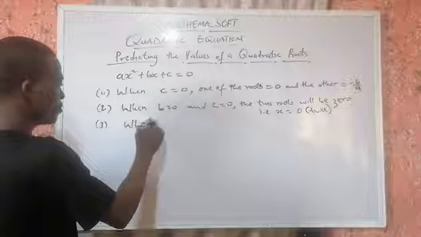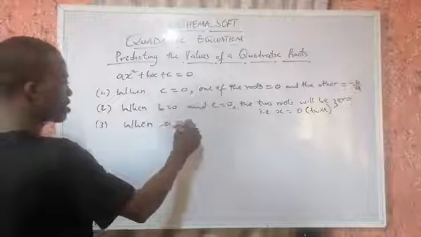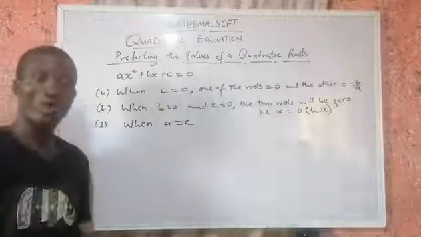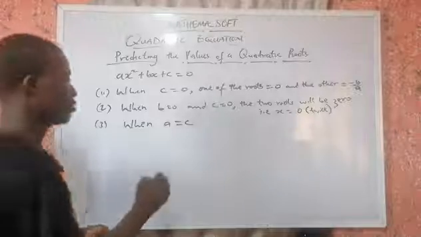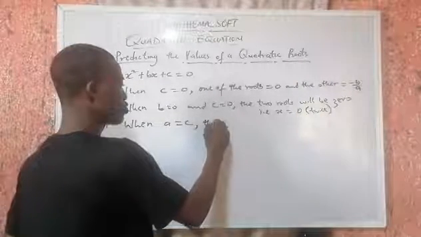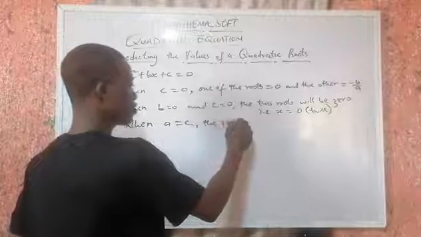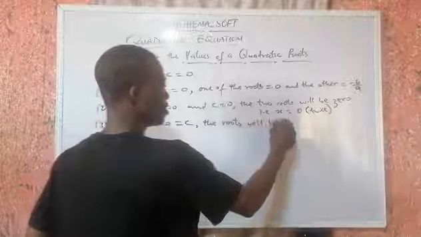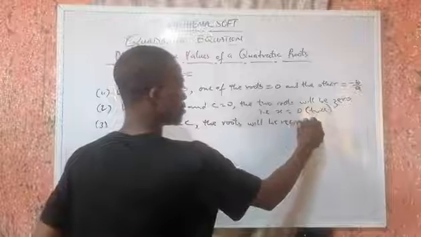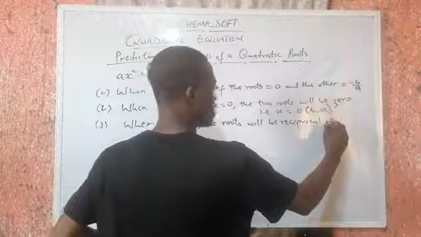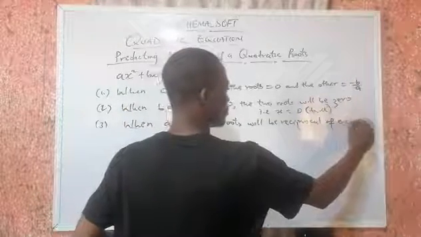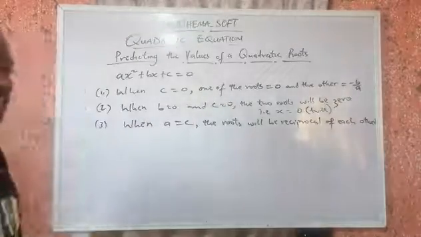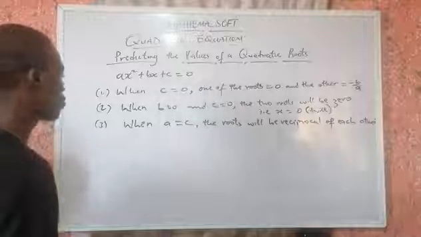When a equals c, okay? This is another condition. When your a is equal to c, we say the roots will be reciprocal of each other. The roots will be reciprocal of each other. Now, how do we prove this?